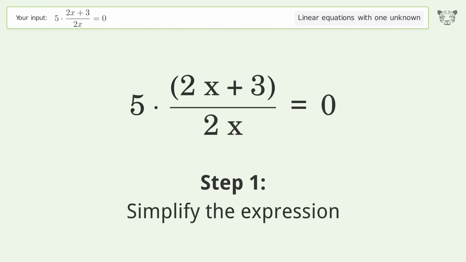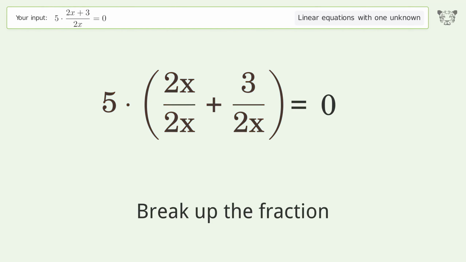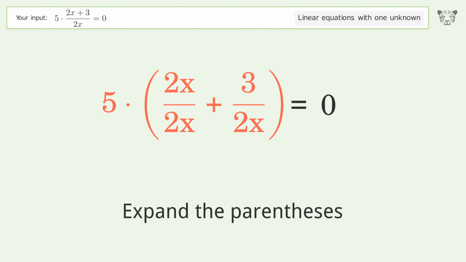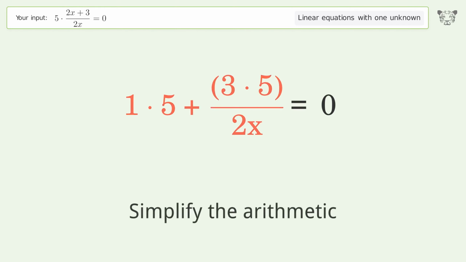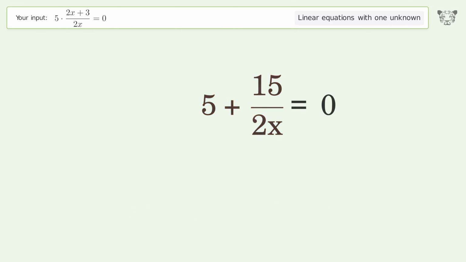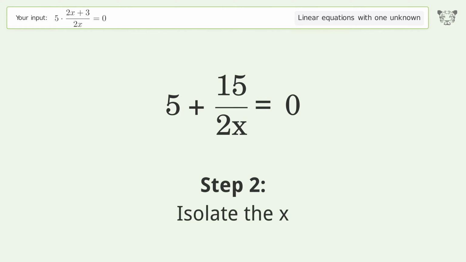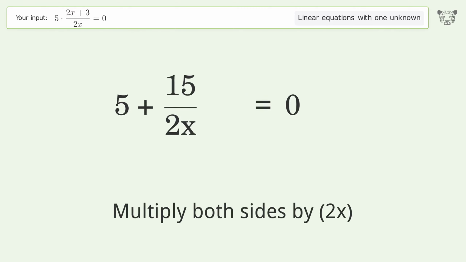Simplify the expression. Break up the fraction. Expand the parentheses. Simplify the arithmetic. Isolate the x. Multiply both sides by 2x.